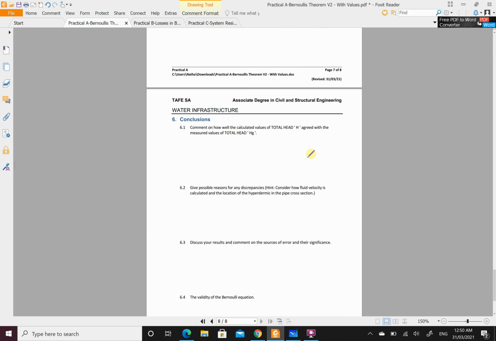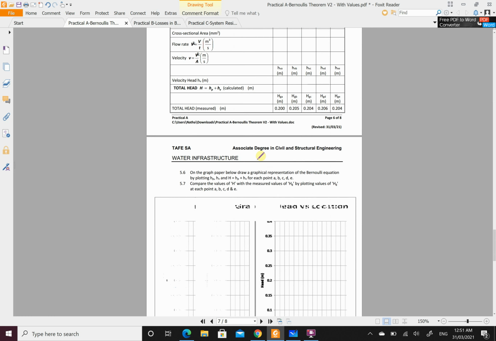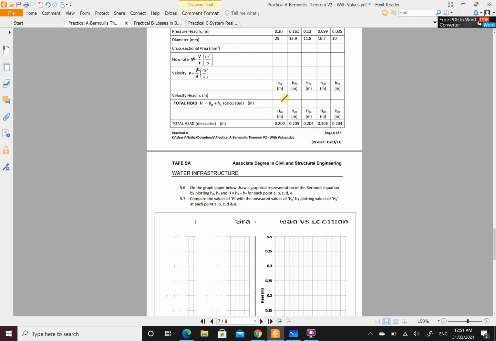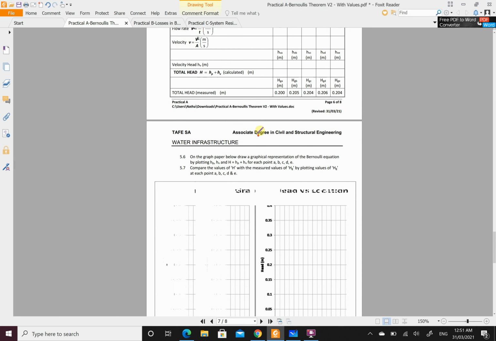Then we've got a few different things here. Comment how well the calculated total head value agrees with the measured values. So we can calculate it and we can measure it. I have a calculated value in here, and I have a measured value in here. Talk about the difference between the two. Why do we get a difference? Where do they come from?